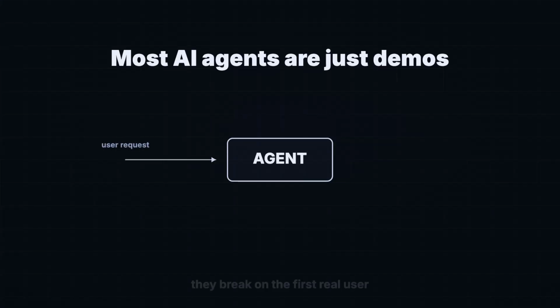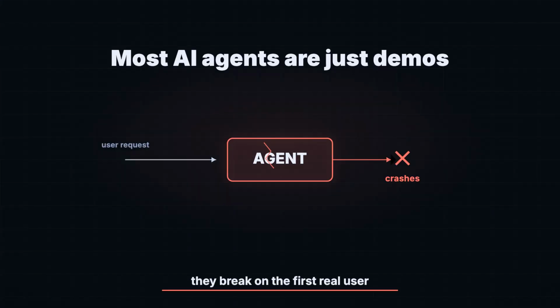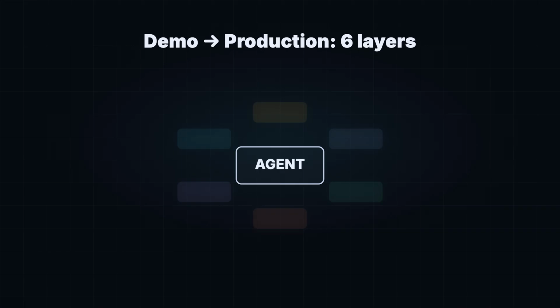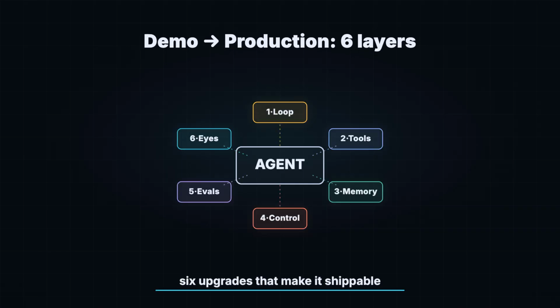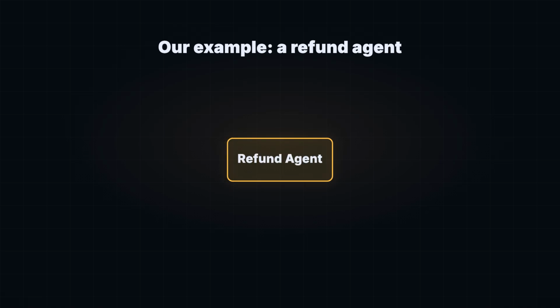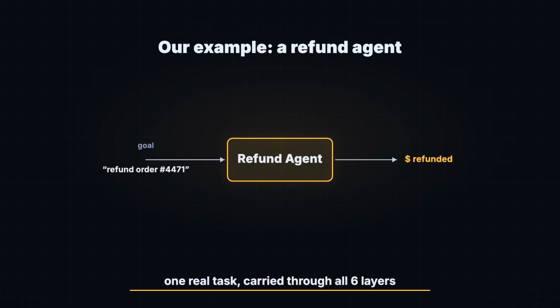Most AI agents you see online are demos. They look magical for 90 seconds, then fall apart the moment a real user does something unexpected. Today we fix that. I am going to show you the 6 layers that turn a flashy demo into an agent you can actually put in front of customers. We will build the whole mental model around one real example, a support agent that can look up an order and issue a refund, because the moment real money is on the line, every shortcut shows up.